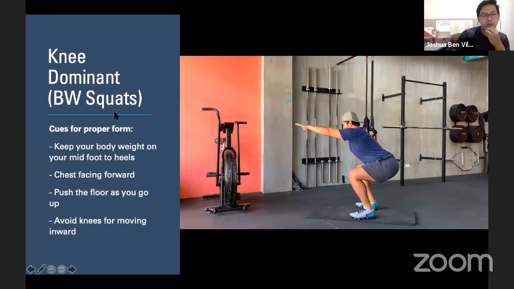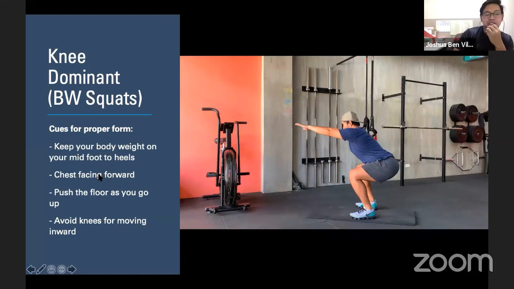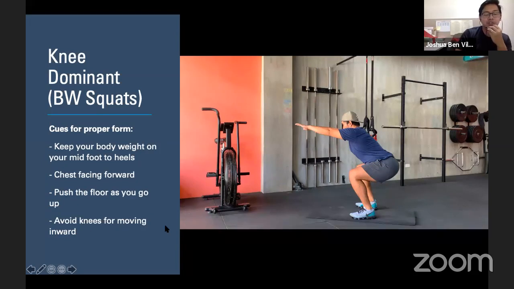So the proper cues or proper form for you to do it is to keep your body weight on your midfoot, towards midfoot to heel. Tapos chest facing forward. All right, so the chest is facing forward. And then, as you go up, push the floor using your legs. Avoid knees moving inward.